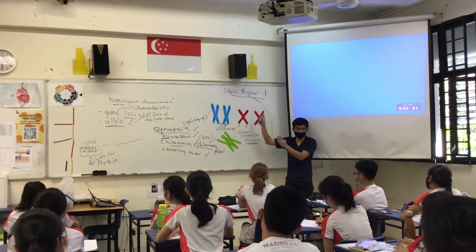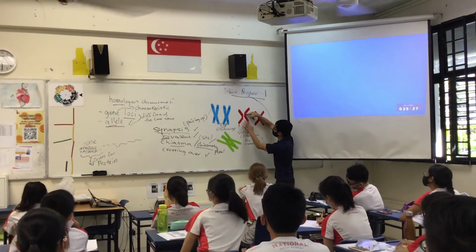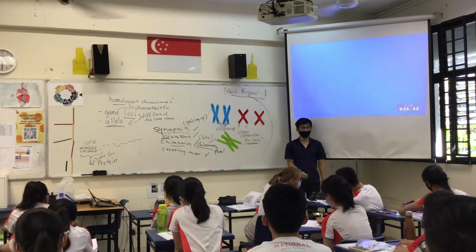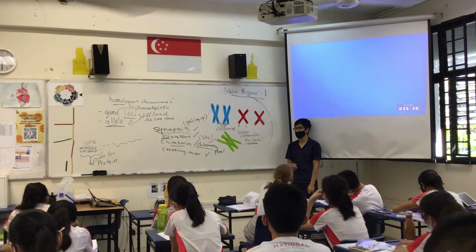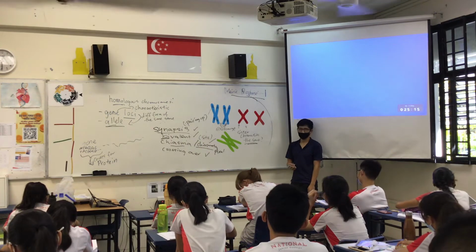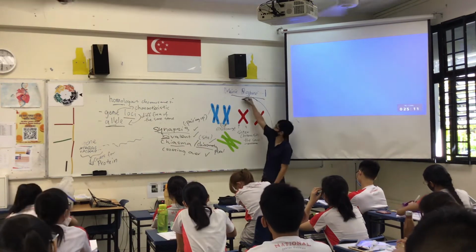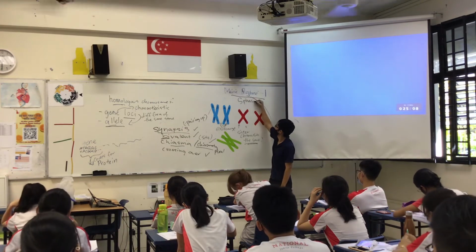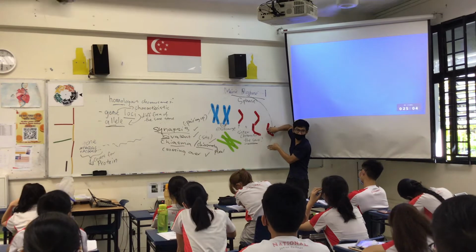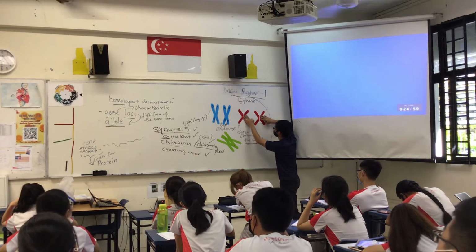Notice I kept drawing the same thing on both sister chromatids. Why did I draw it that way? Why are they identical? This is crucial. Because they just came from a phase called S phase. In S phase, all these chromosomes were one by themselves. After DNA replication, we create an identical copy and attach them at the centromere.